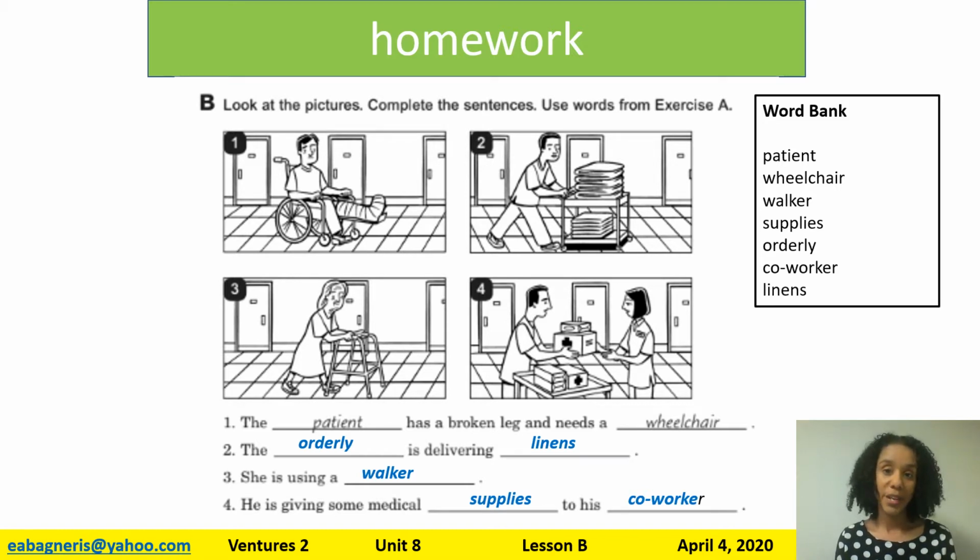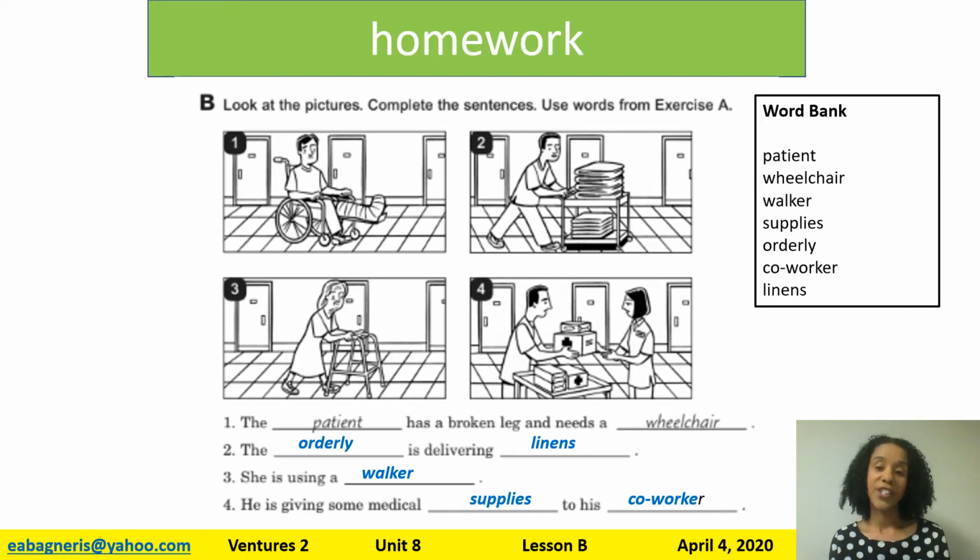Let's look at number 3. What do you see in that picture? There's an old woman, and she's using something to help her walk. Do you remember what that's called? That's a walker. She is using a walker. For number 3, you should write walker. She is using a walker.